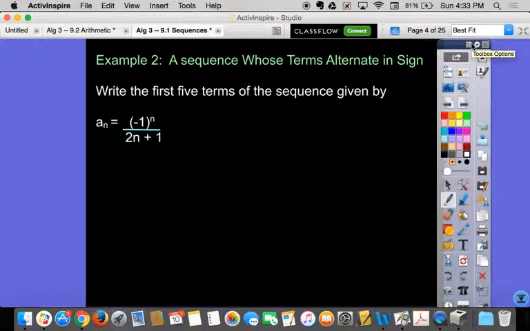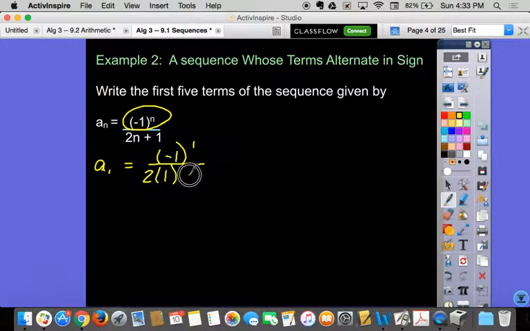All right, so same type question. Go and write the first 5 terms of the sequence given by this. Well, hey, there's the magic right there at the top. If you did a sub 1, we've got negative 1 to the 1, 2 times 1 plus 1. We know that's a negative 1, and that's going to be 2 plus 1, so negative 1 over 3.